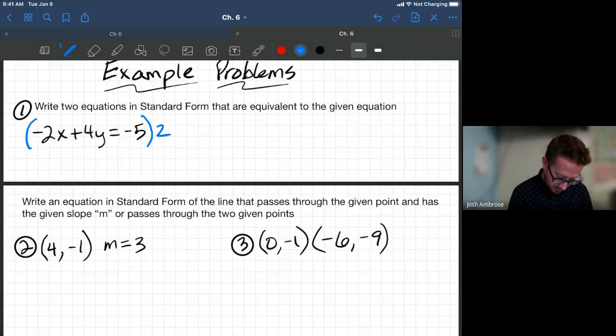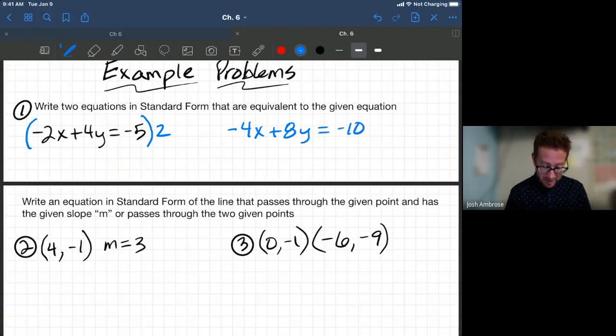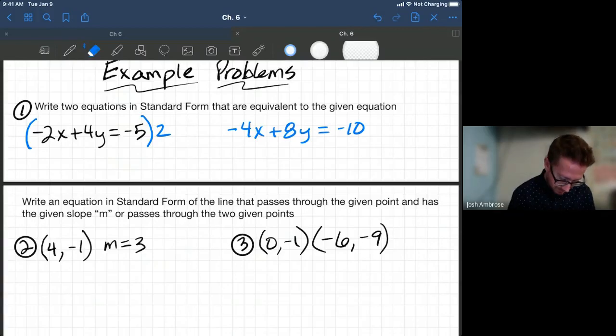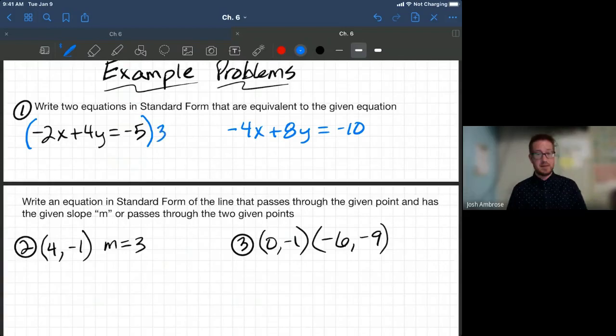And that's going to give us negative 4x plus 8y equals negative 10. Boom. That is one equivalent equation. All right. Now let's go ahead and erase that number, and now let's multiply it by 3. That's going to give us another equivalent equation.